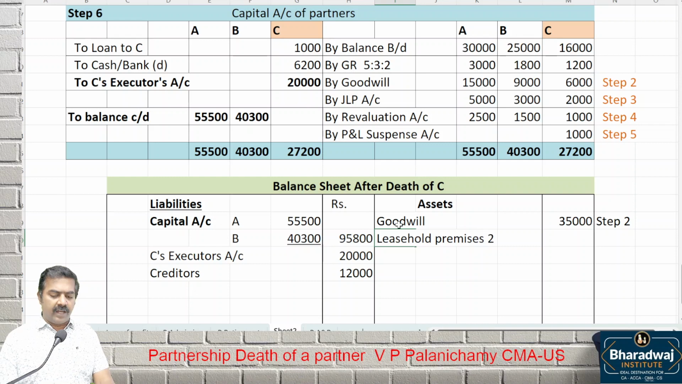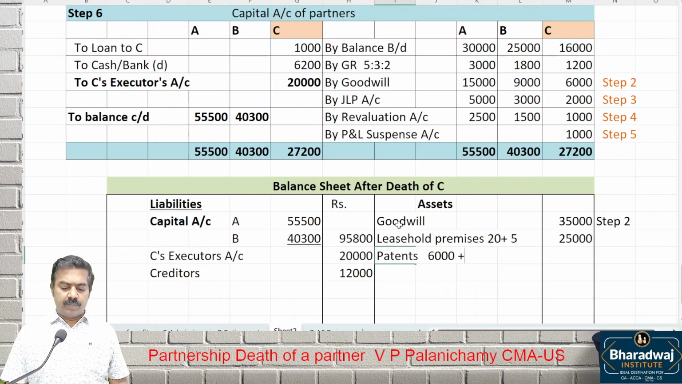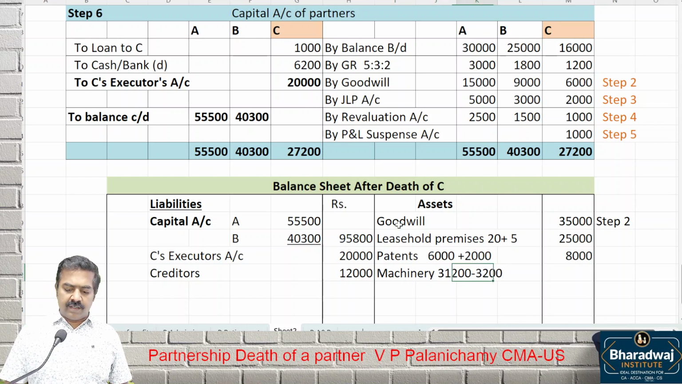Leasehold premises, how much is already given? 20,000 plus 5,000 appreciation, undervalued by. Then patents 6,000 plus 2,000 undervalued, so 8,000 will come. Then machinery 31,200, reduce the overvaluation. What is the overvaluation? 3,200. How much will come? 28,000 machinery value.